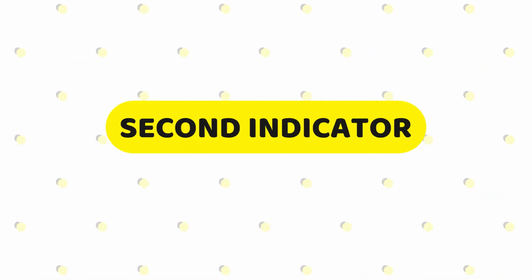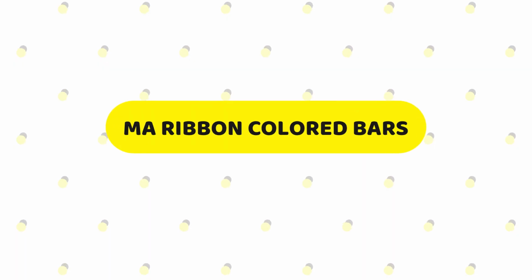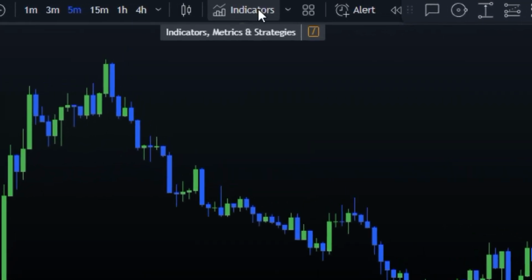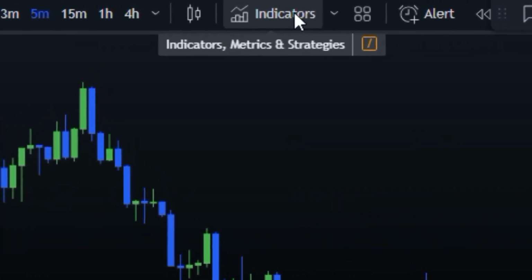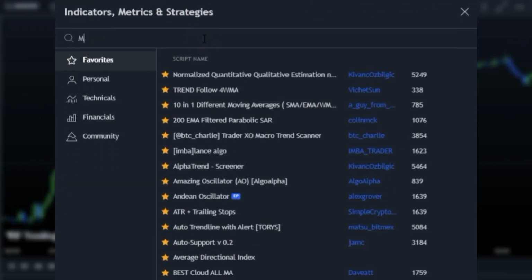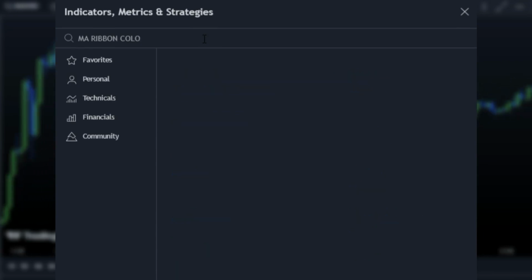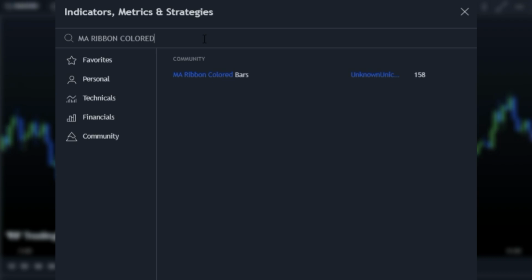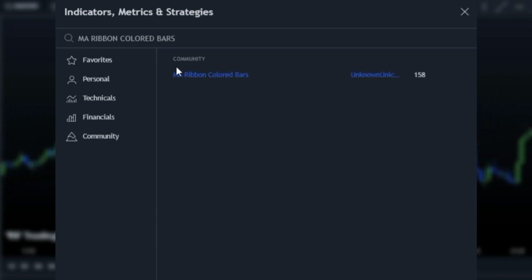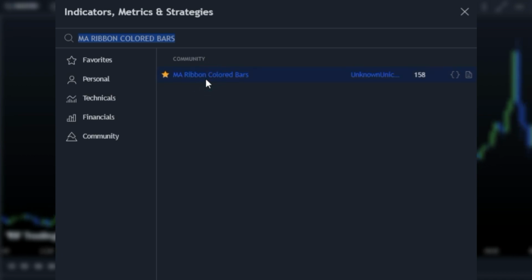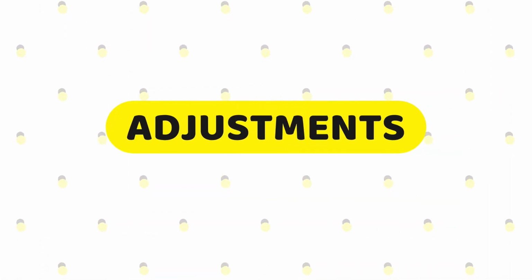Now let's add the second layer to our strategy with the MA ribbon colored bars indicator. You can find it and add it from the indicator section on the TradingView platform. Once added, we'll optimize its performance by adjusting its settings.